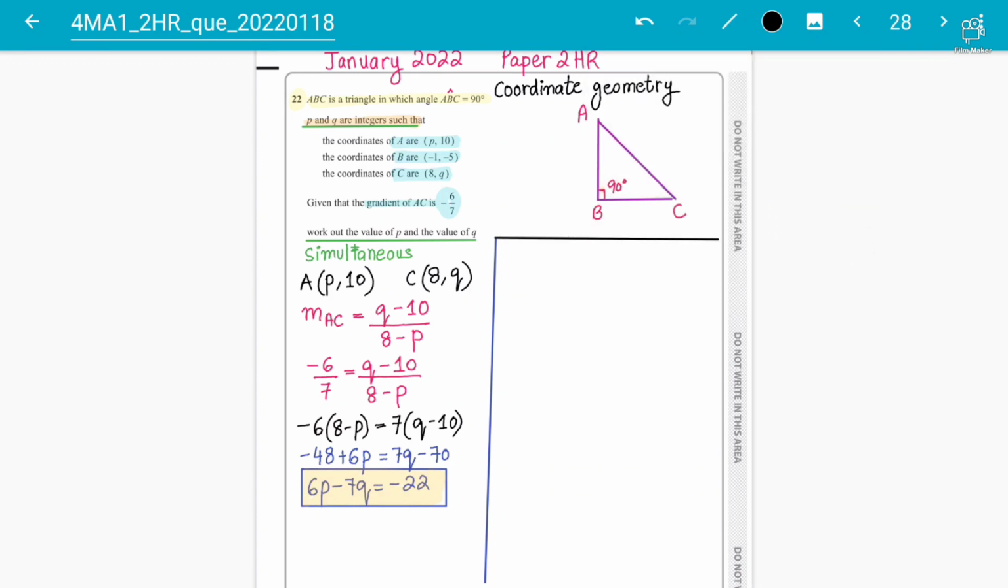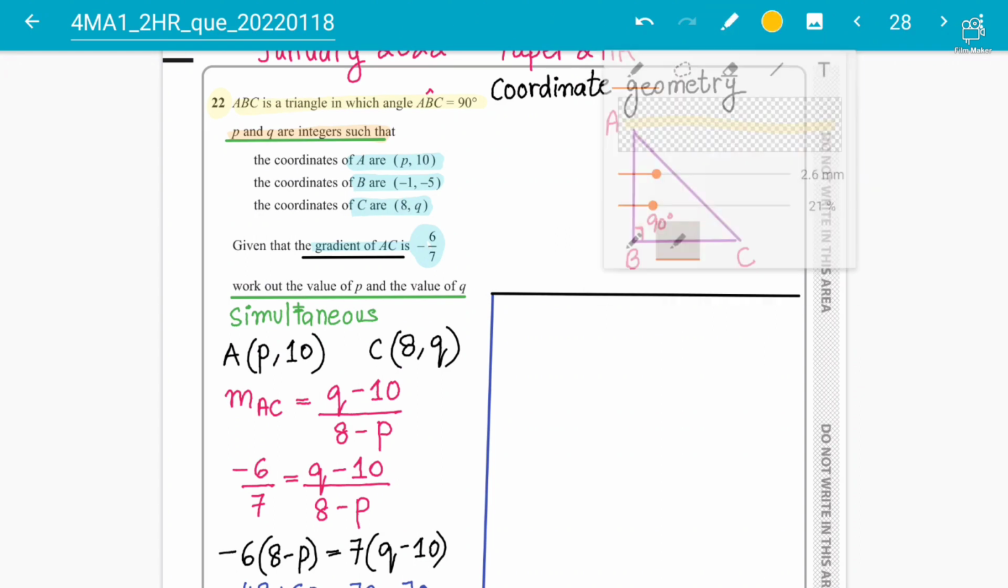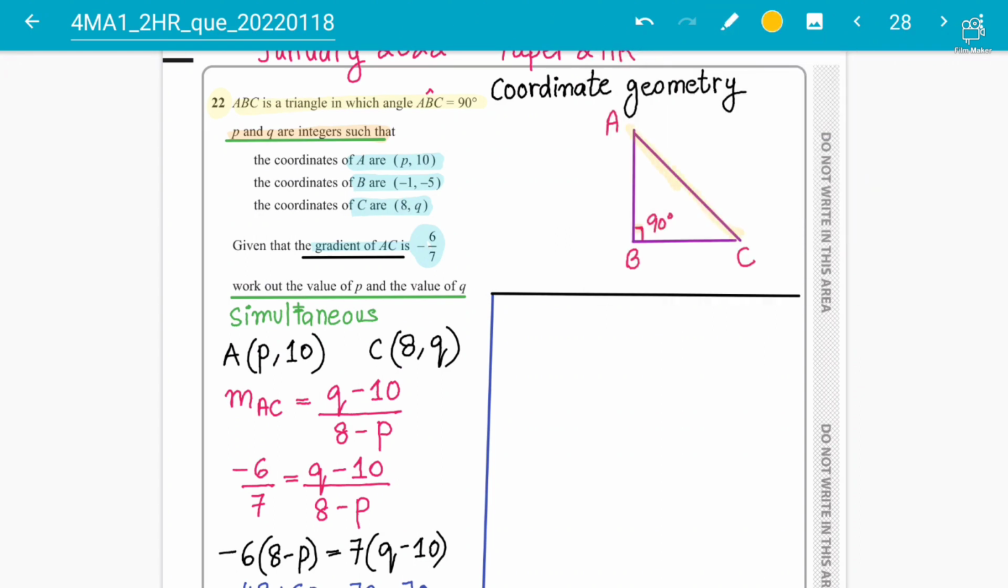The first equation was very simple because they already mention that the gradient of AC is -6/7. So you can use the A and C coordinates. Okay students, you can use the diagram. You can say that the A and C coordinates are known, so I can find the gradient, y2 minus y1 divided by x2 minus x1, and you just cross multiply and get the answers.